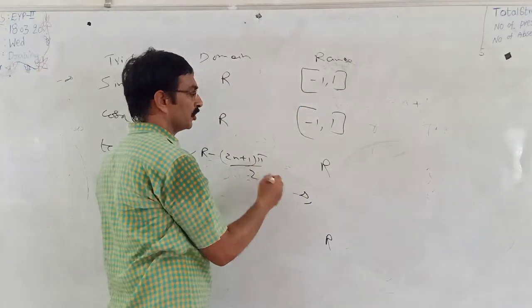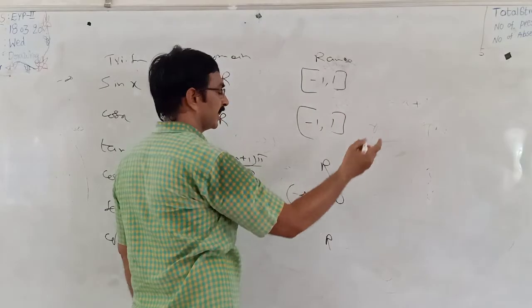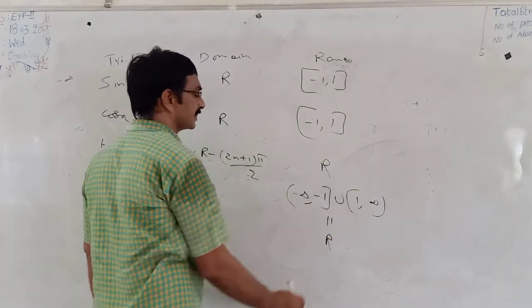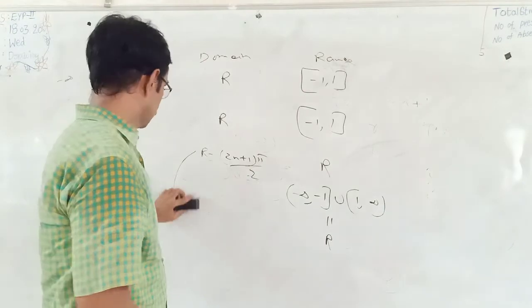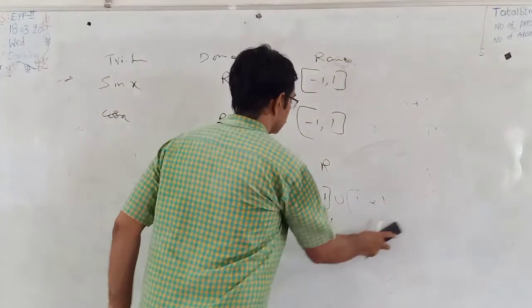Less than or equal to -1 means -infinity to -1. Greater than or equal to 1 means 1 to infinity. The range of secant x is also the same. Of these, the remaining four we will discuss in other classes.